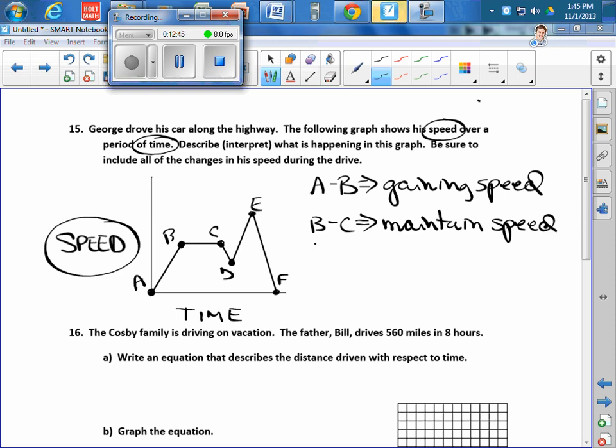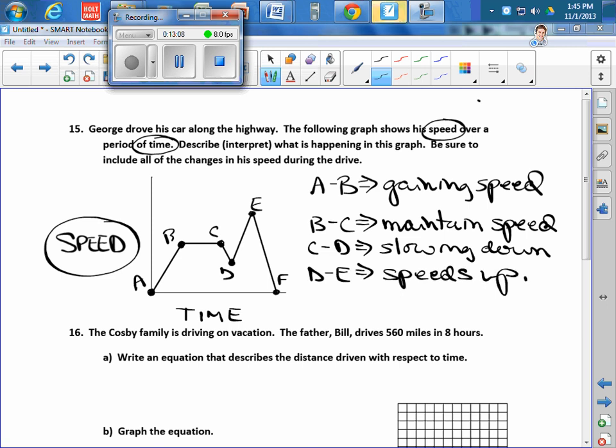What's happening from C to D? That's right, he's slowing down. Probably, I don't know what's going on. Somebody cut in front of him and he had to slow down a little bit, right? And then what happened? He goes from D to E. From D to E, he's gaining speed. He's speeding up, right? And then from E to F, what's he doing? That's right, he slows to a stop.